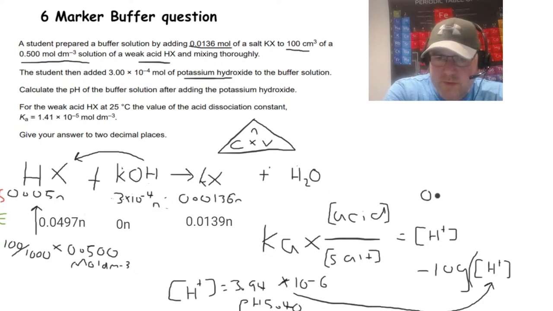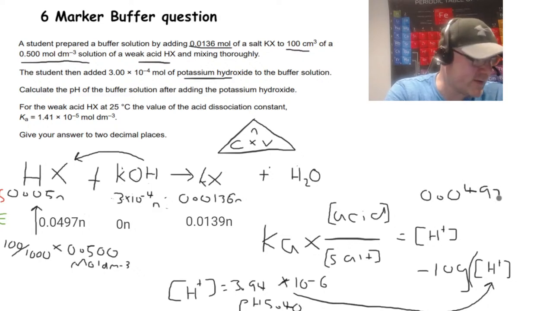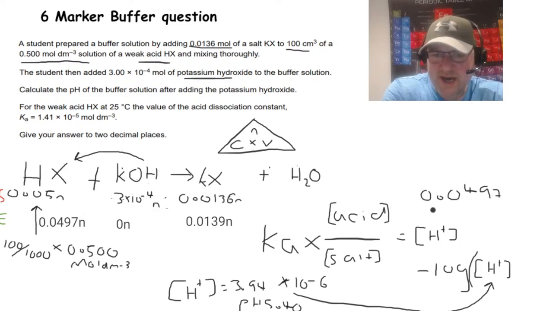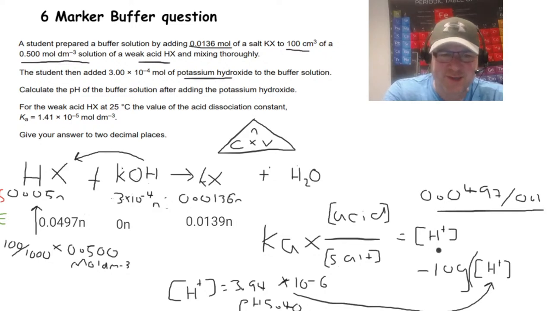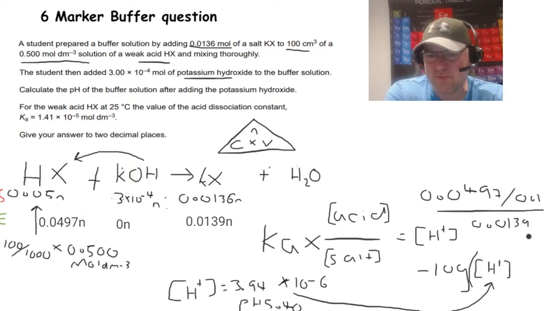Right, the acid is 0.0497. I need to divide that by 0.1 to put it in concentration, and then put the salt, which is 0.0139 moles of my salt, fully dissociated, and the volume is 0.1. Let's try it like that.